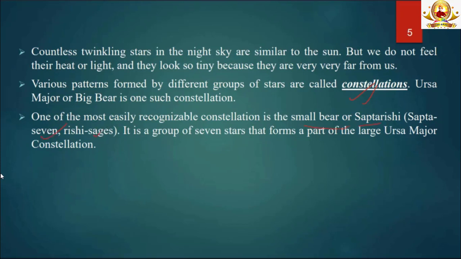It is also called the small bear constellation, and the major and the biggest constellation we have is the Ursa Major, which is called the Big Bear. Let's see how these two constellations appear.